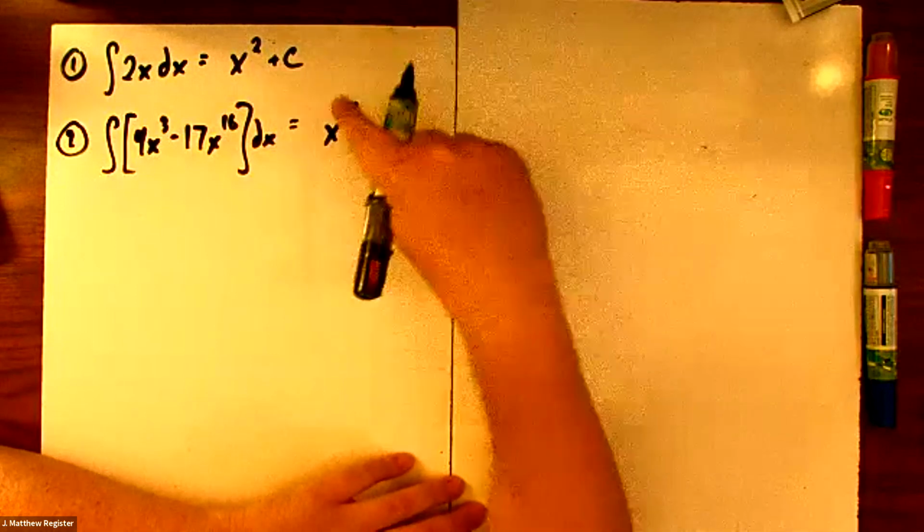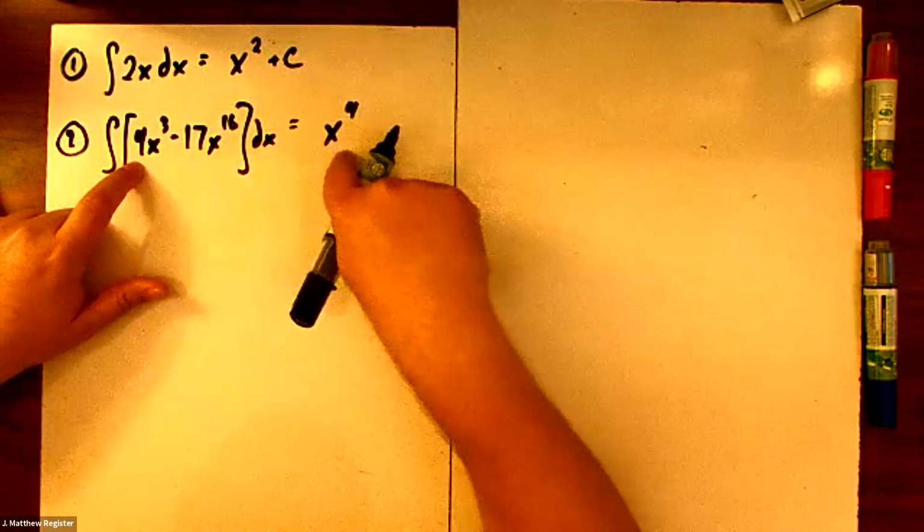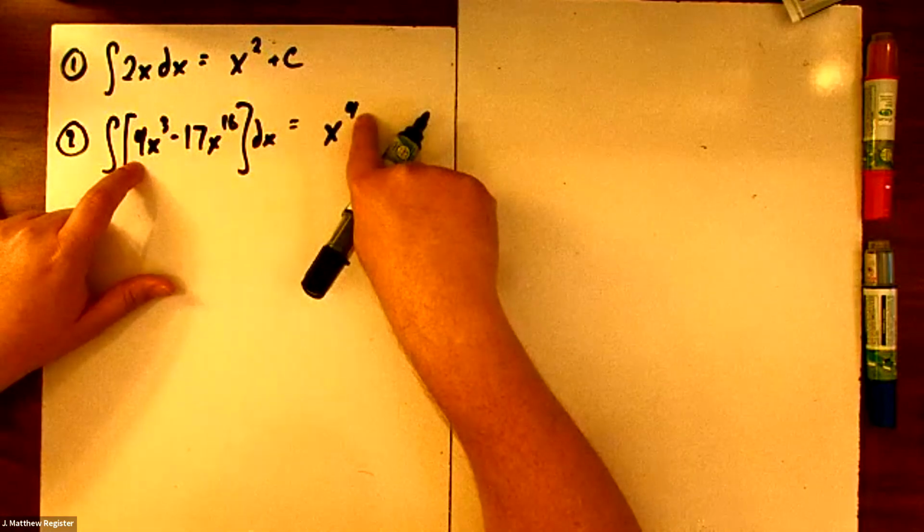And now let's check. If we took the derivative of x to the 4th, the 4 would come down. That's good. We'd be left with x cubed. That's perfect.